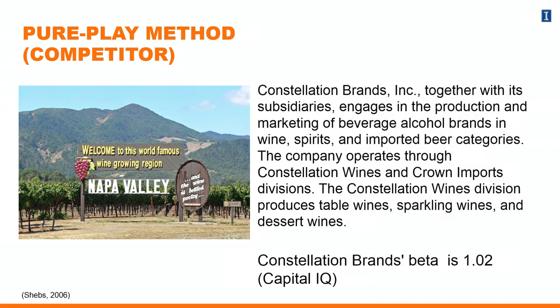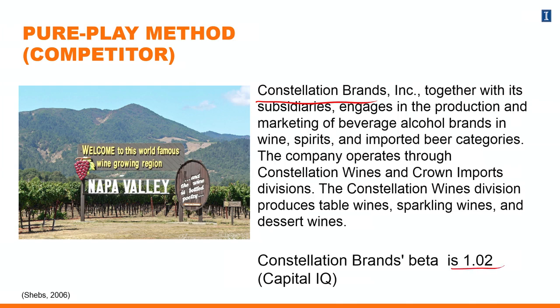We can also try a pure play approach, right? In this case, we're looking for the wine beta, right? So what we need to search for is a company that mostly makes wine, right? A company whose main business is wine and that is publicly traded in the stock market. In this case, we are lucky. We can use a company called Constellation Brands, okay, which produces wine all over the world, including the US, Australia, and many other parts, okay?